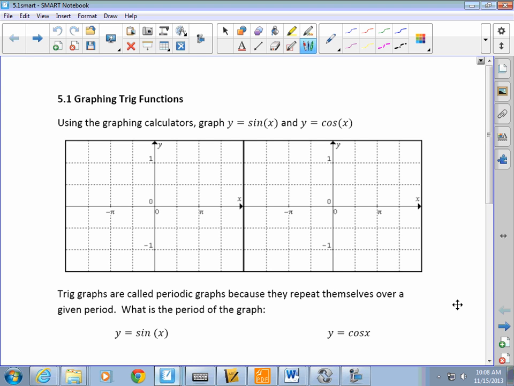So for our first one, the graph of y is equal to sine x, we started at 0, and then we went up to 1, and then we went back to 0, and then we went down to -1.